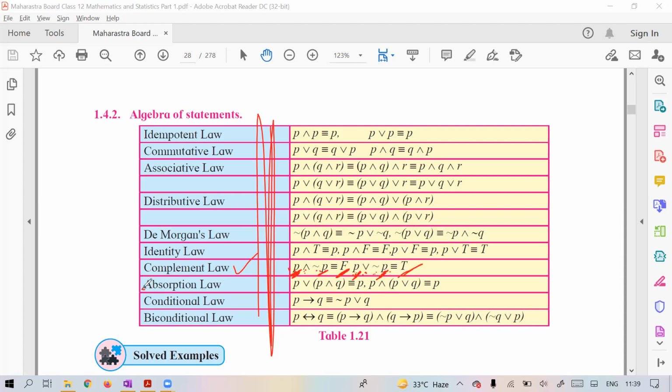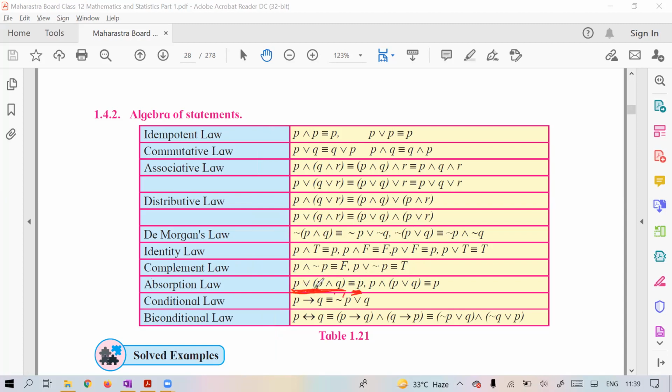Next is absorption law. So what does it say? Look carefully: P or (P and Q) is equivalent to P.